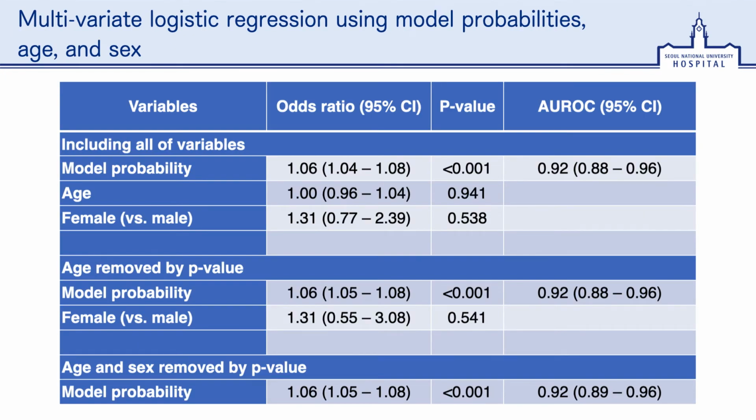We performed a multivariate logistic regression model to avoid confounding factors such as age or sex. After removing age and sex, the model probability also showed 0.92 on the area under the ROC curve.